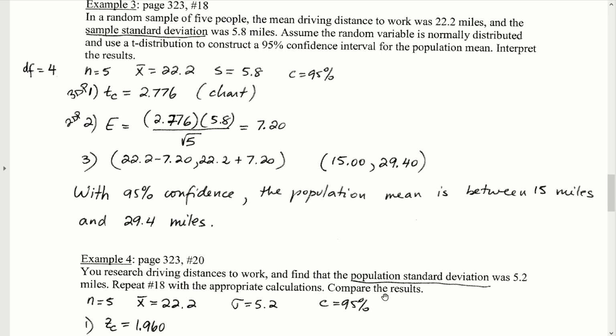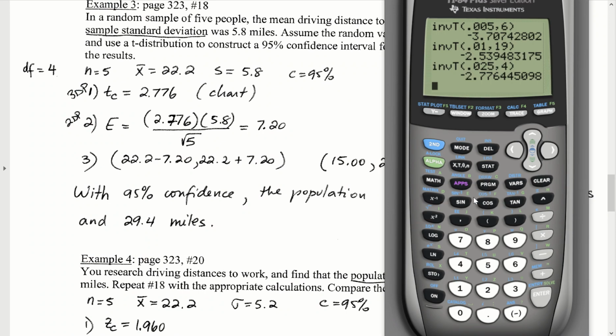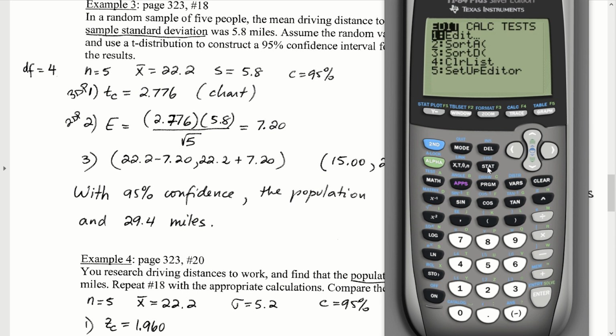There is a command, and this command is in both the TI-84 and the 83, that will allow us to calculate this interval directly, much like how we use the z-interval command in 6.1. There is a t-interval command in the calculator that will do most of the work for us. If we go to the stat menu, go over to tests, and scroll down, this is in both calculators.